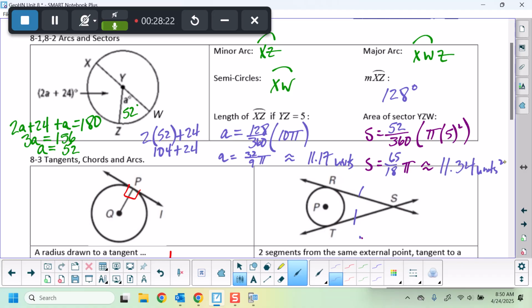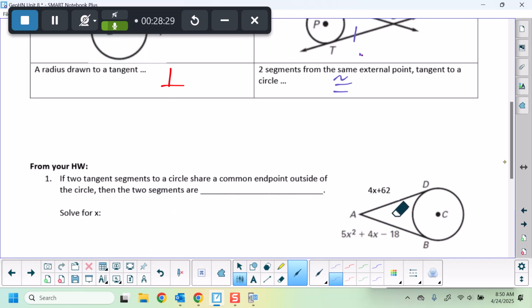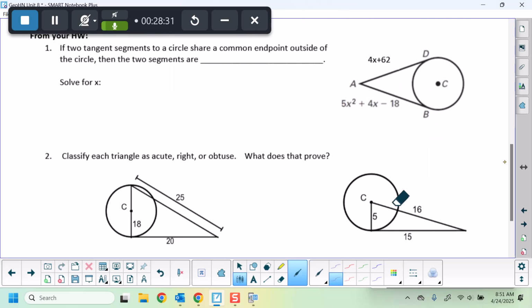All right. So a little review: tangents and chords, perpendicular, congruent, and then the back of this is directly from your homework. We've already solved both of these, no problem.